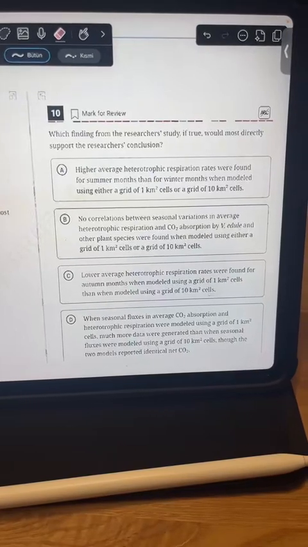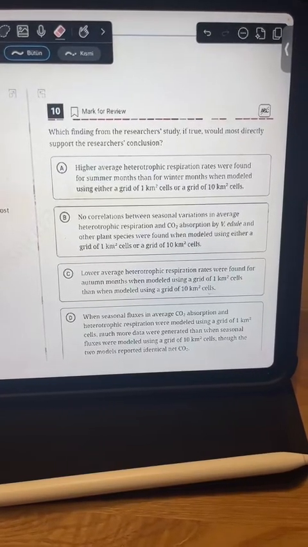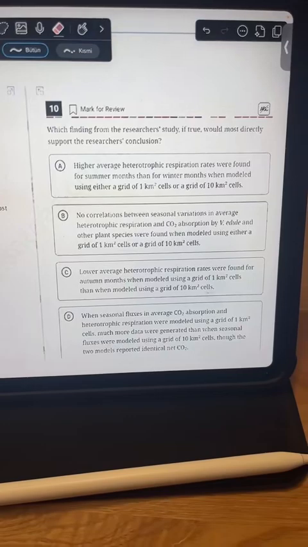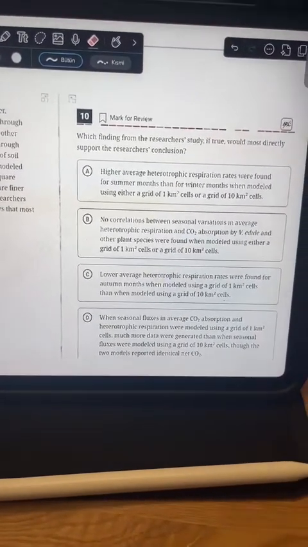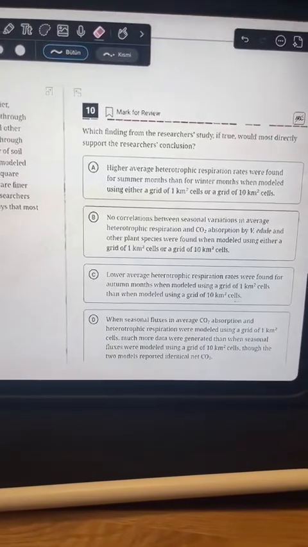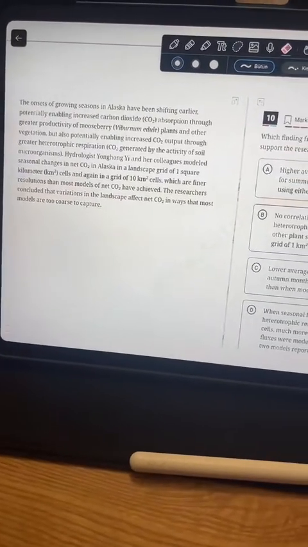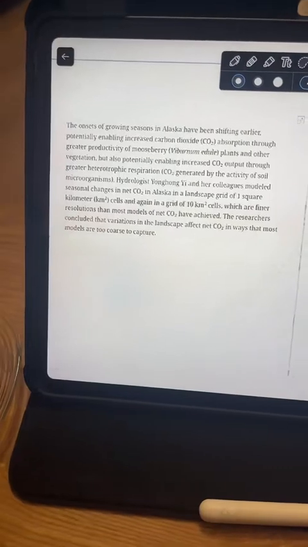Okay, which finding from the researcher's study, if true, would most directly support the researcher's conclusion? So, as I told you, in these types of questions, the options could be unrelated to the passage, right? Okay, so let's start reading the passage.